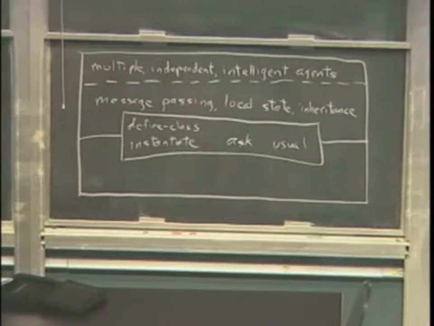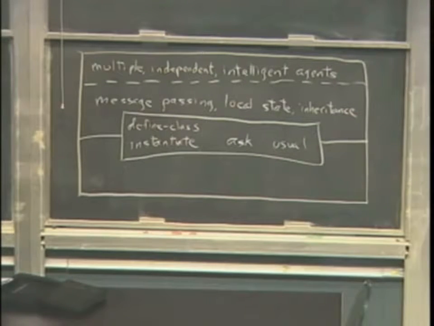This is an abstraction diagram, a little bit different from the ones you've seen before because of that dotted line partway down. The dotted line is an abstraction that takes place entirely in your mind. So there aren't any selectors or constructors associated with it. Above that dotted line is the central metaphor of object-oriented programming, which is that of multiple independent intelligent agents.